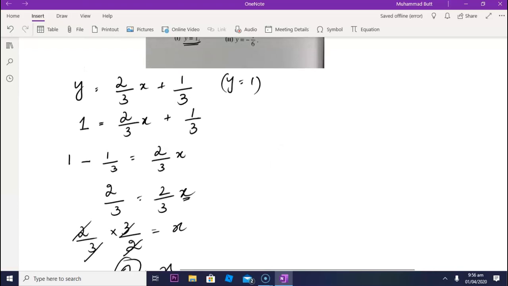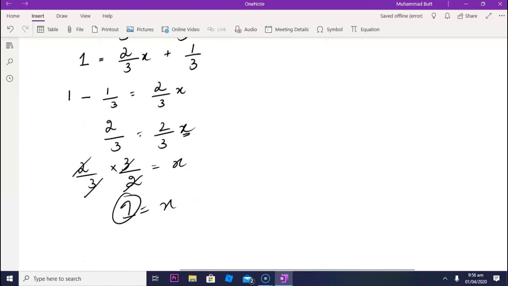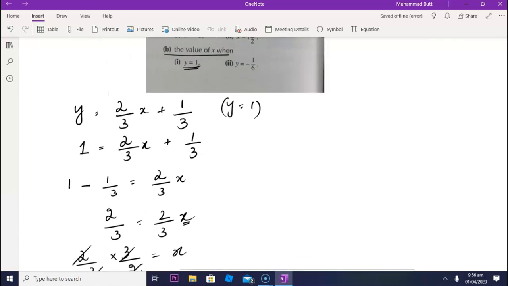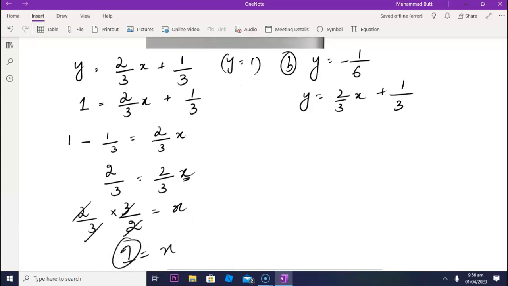So it means that when the value of y is 1, for the function 2 by 3x plus 1 by 3, the value of x is also 1. For the next part, the value of y is minus 1 by 6. Using the same equation, you are going to substitute the value of y as minus 1 by 6.